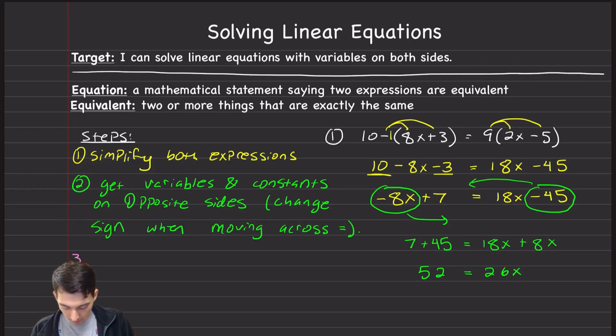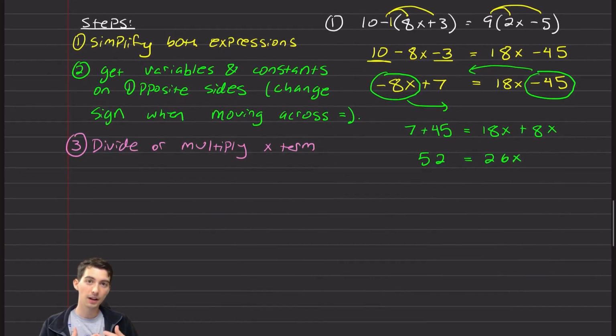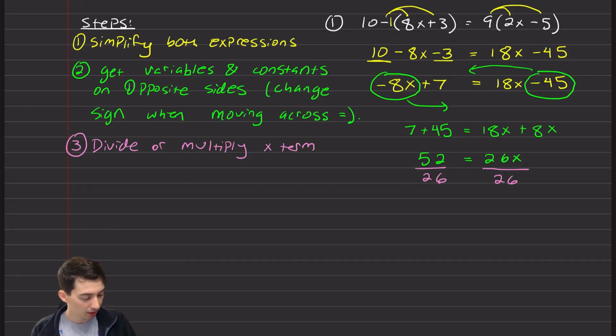Now for step 3, I need to multiply or divide the x term. What we're hoping to do here is get the x by itself. So if I have 26 x's right now, I can divide by 26 just to get that 1x, because 26 divided by 26 is going to cancel out. That's just equal to 1. And so now we can do 52 divided by 26, and that's going to get us 2. So x is equal to 2 here.